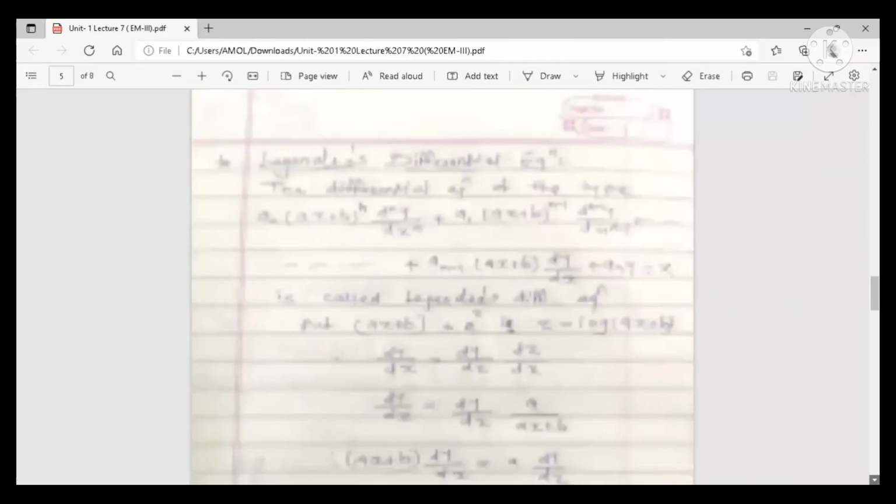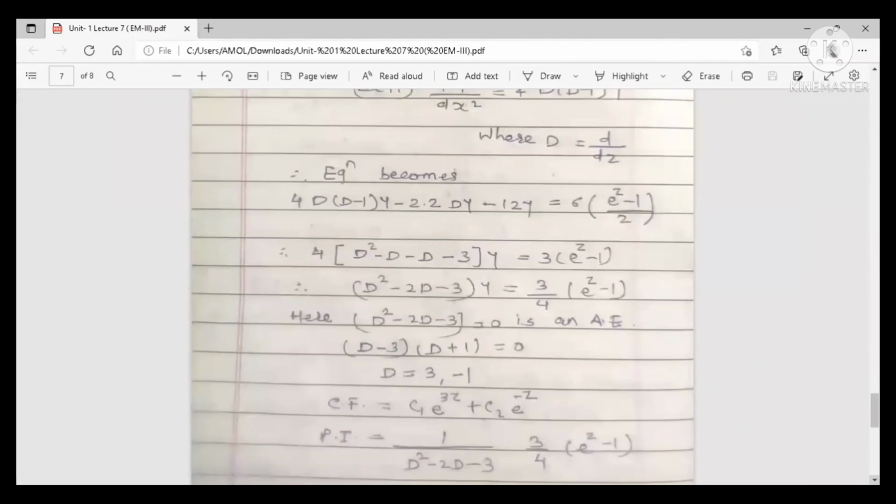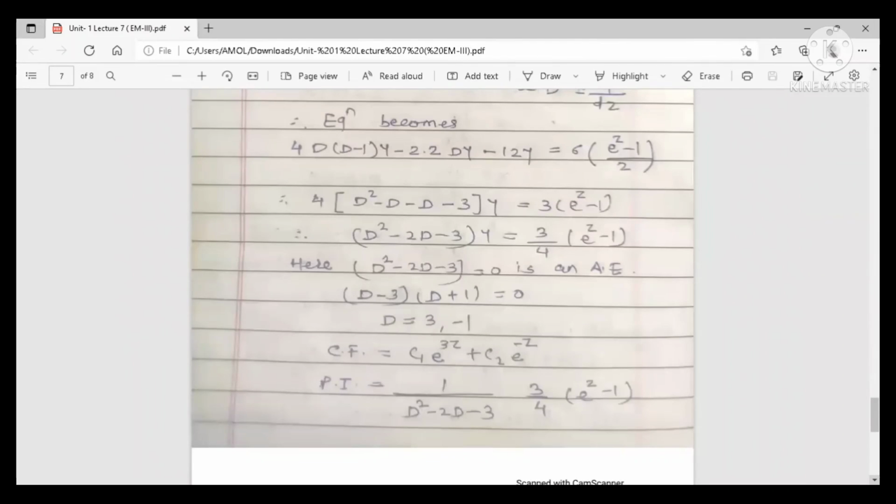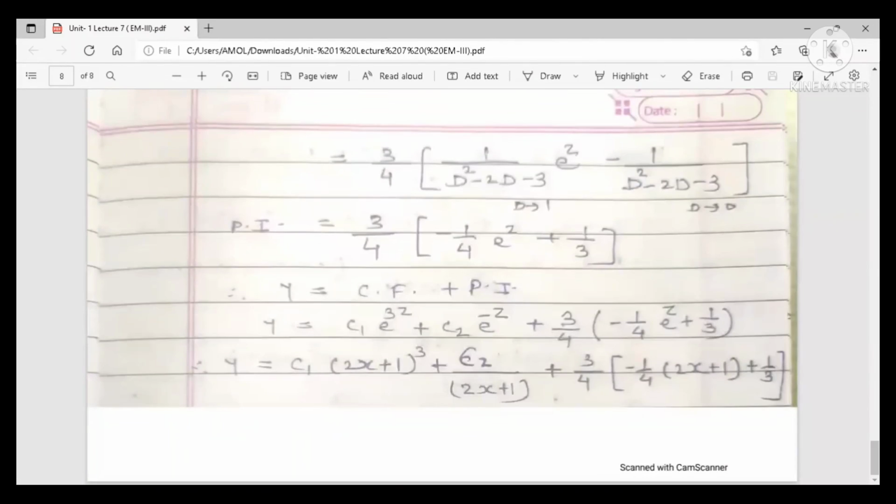So this is the topic, equations reducible to LDE. We have discussed two particular differential equations, Cauchy's equation and Legendre's equation. And so this topic is over here.